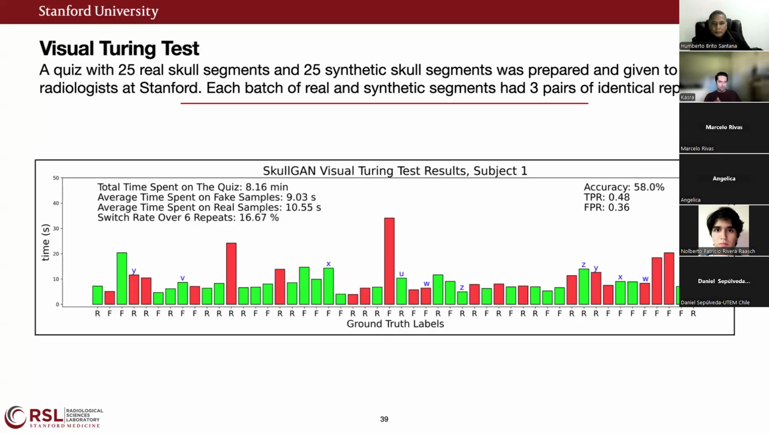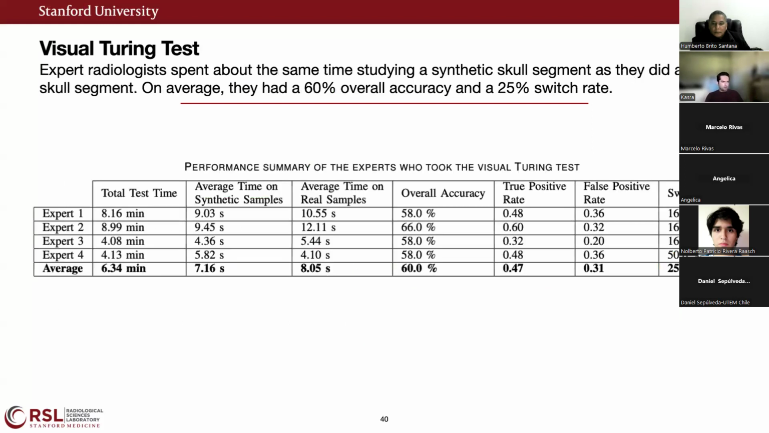If you can hit 50%, that means at that point, these radiologists are just guessing. The synthetic ones are so good that they're guessing. And if you look at the summary of their report, on average, the accuracy that we got was 60%, which again is pretty good. It will be very hard to hit a 50% theoretical optimum with these radiologists.